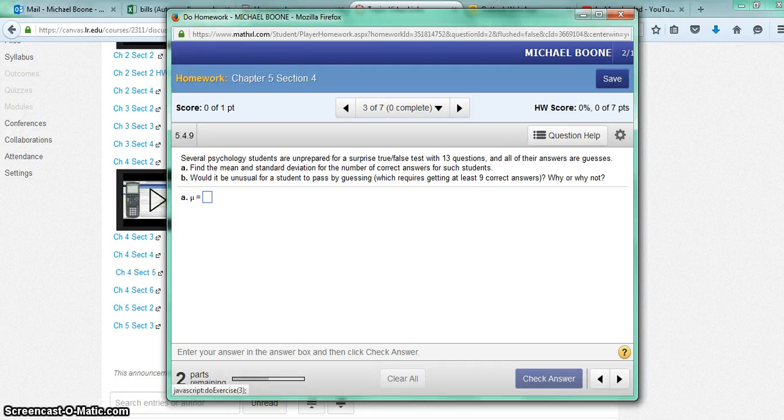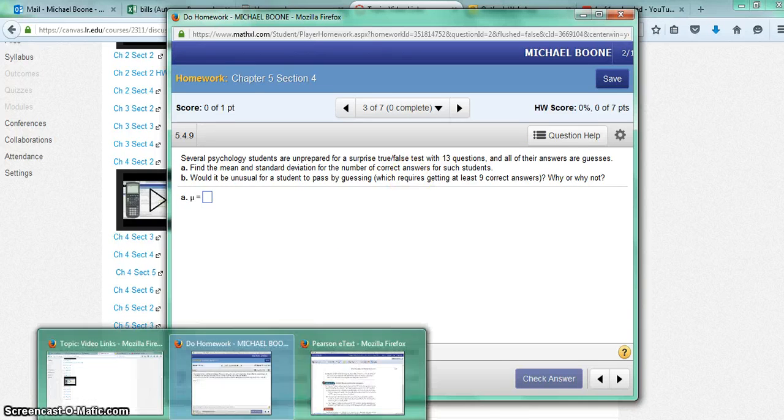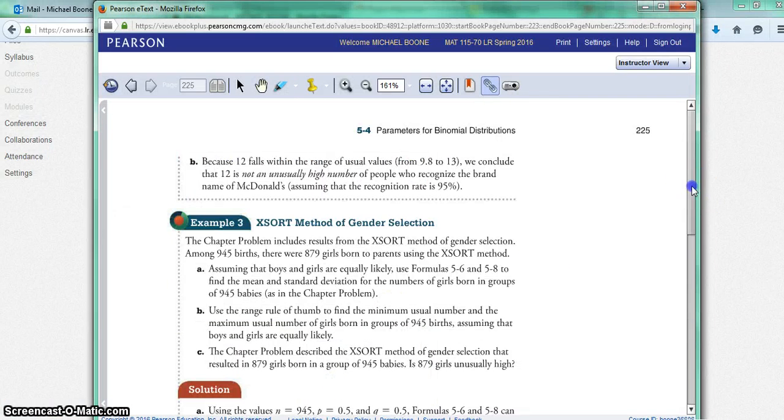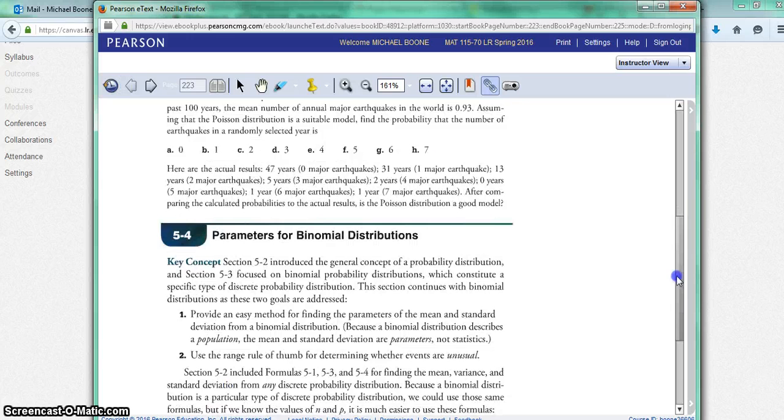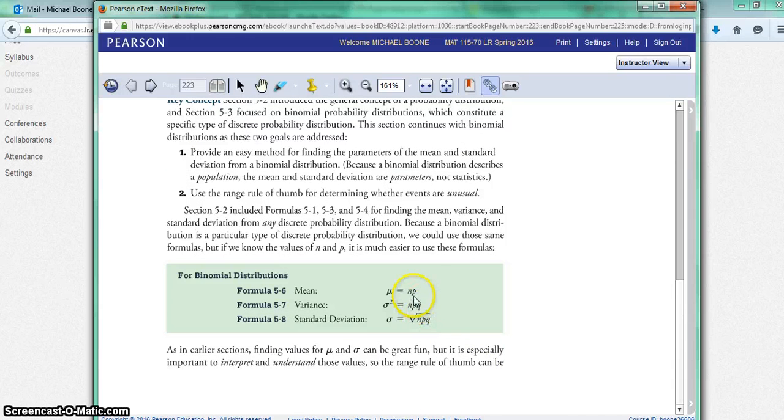All right, in section 4 of chapter 5, we're looking at finding the mean and standard deviation of binomial events. Students are unprepared for a surprise true-false test with 13 questions, and all of their answers are guesses. So find the mean and standard deviation. Well, there are some formulas that we have in our text to find the mean of a binomial probability and the standard deviation.